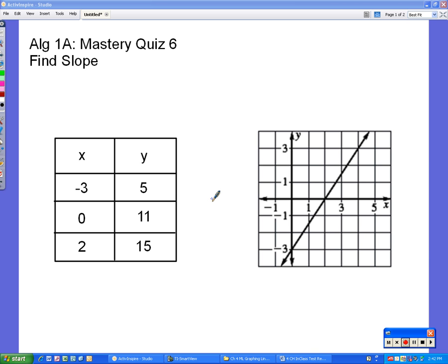All right, mastery quiz number 6 is all about finding slope. Now, finding slope can be a little complicated, I'll be honest, mostly because there are lots of different ways that we learned that you can find slope.